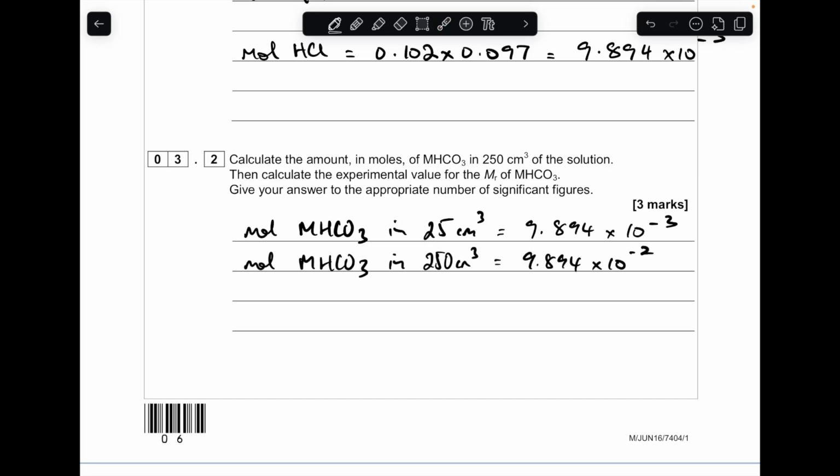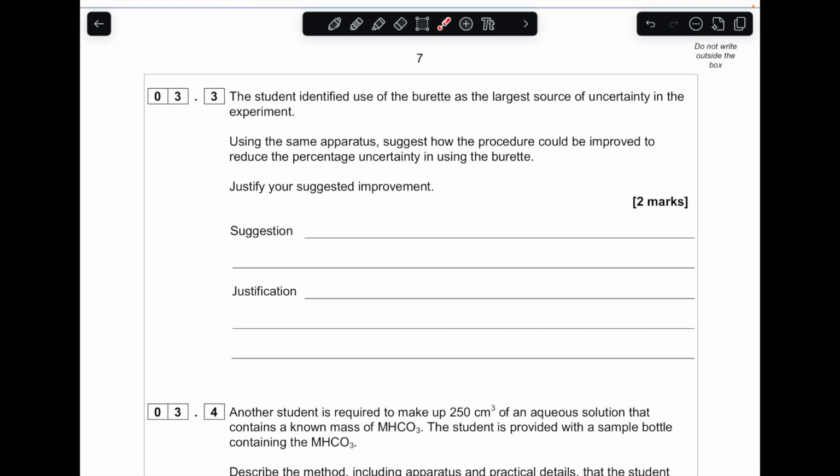And now for the MR, so it's just mass over moles. Just got to be careful here that we make sure the mass is in grams. It was given in milligrams in the question, so it's 1.464 grams divided by those moles. So the three significant figures, which is an appropriate number, 148.